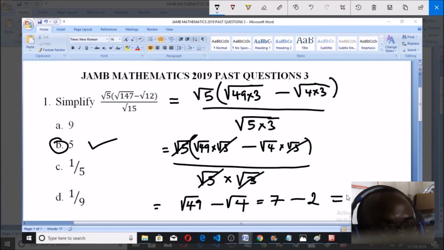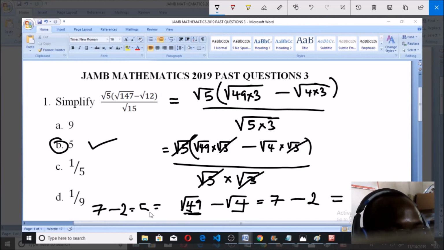In case you are not seeing what is written here, this is what I have. √49 we all know is 7, because 7 squared is 49. Now √4 is what? 2. So 7 minus 2 is 5, and that makes 5 the answer to our problem.